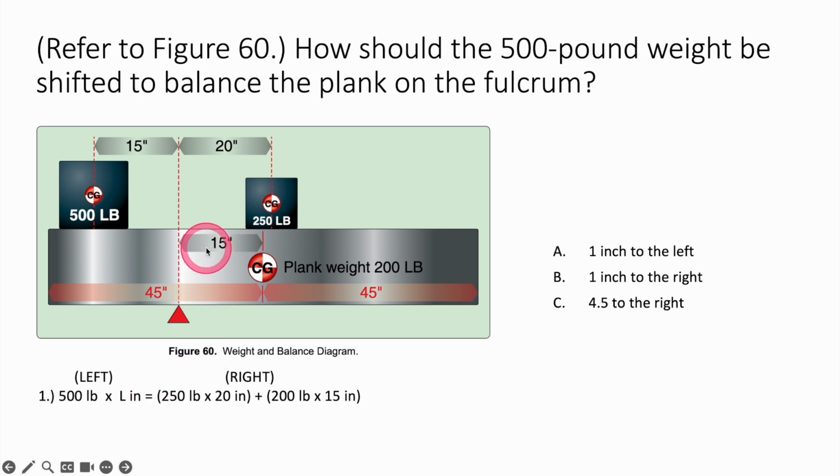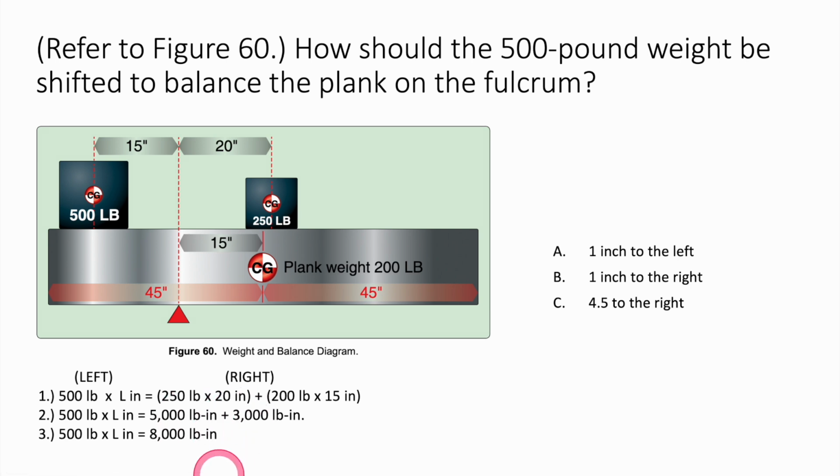250 pounds times 20 inches, because of this weight. And then the plank, this is the part that's generally confusing for people: the weight of the plank is 200 pounds, and you're not measuring these 45 inches at the bottom. We're measuring from the center of gravity of that plank. Since the center of gravity is 15 inches aft of the fulcrum, it's 200 times 15. The left doesn't change, so we get 500 L equals 5,000 inch-pounds plus 3,000 inch-pounds, and that'll equal 8,000.